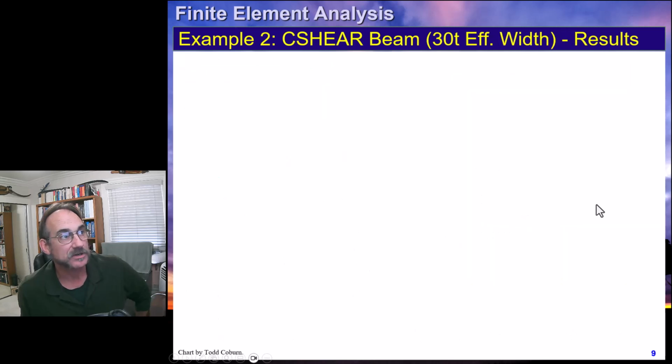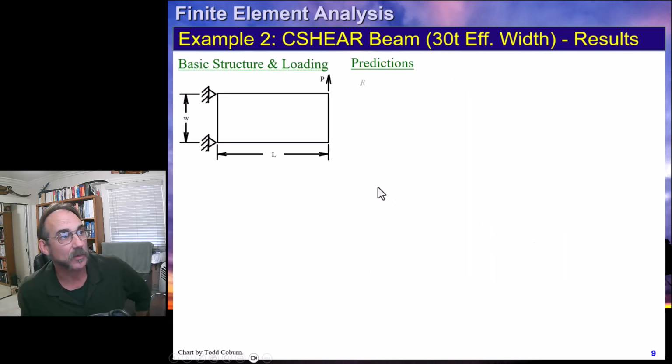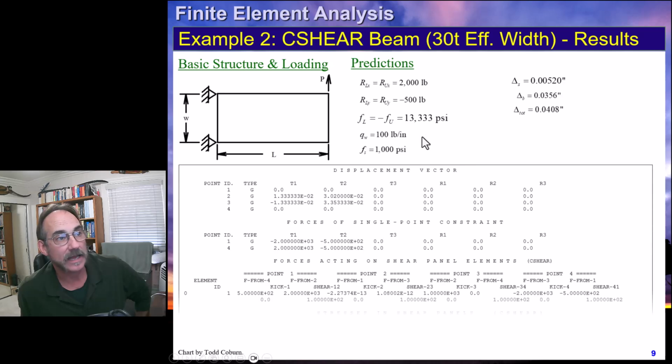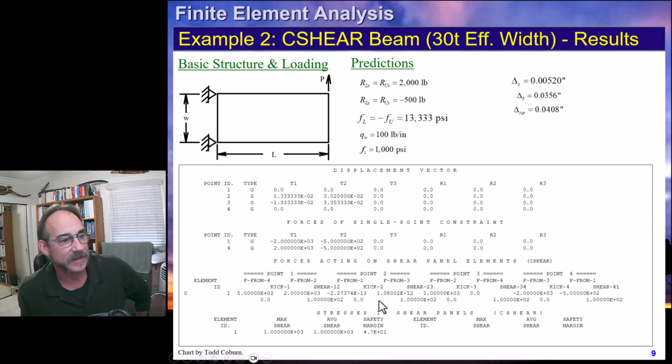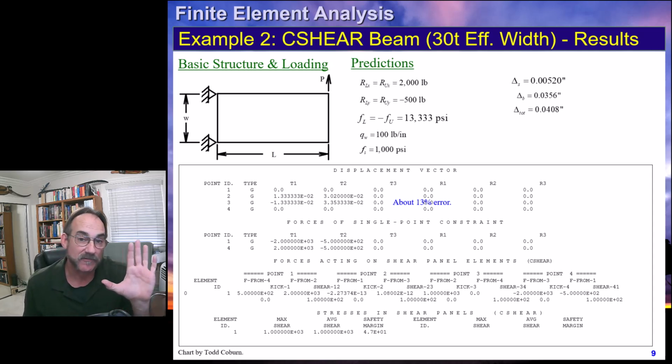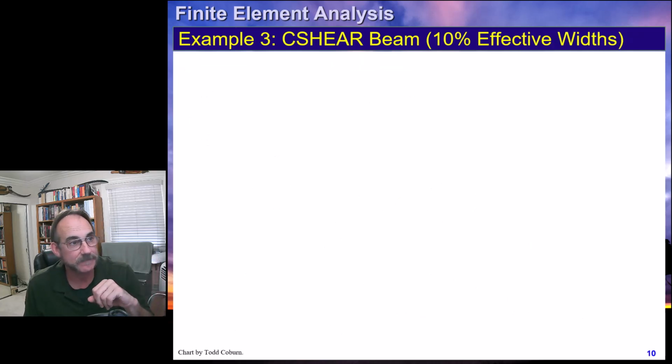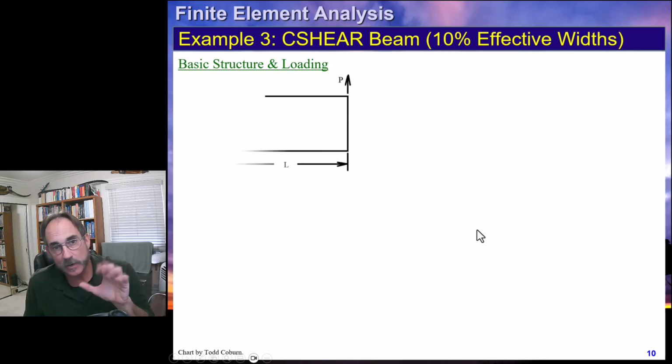Okay, now our results. If we look at those, we're going to recall our model and our predictions. This is what we get, and you'll notice we're about 13% error. So once again, we're around a 13-ish% error, no big deal. So we can either model this with full effective widths in this case, or with partial effective widths like 30T. Let's go ahead and run another case.